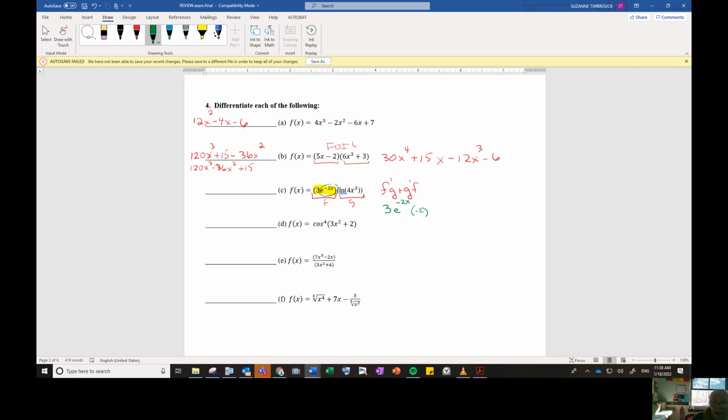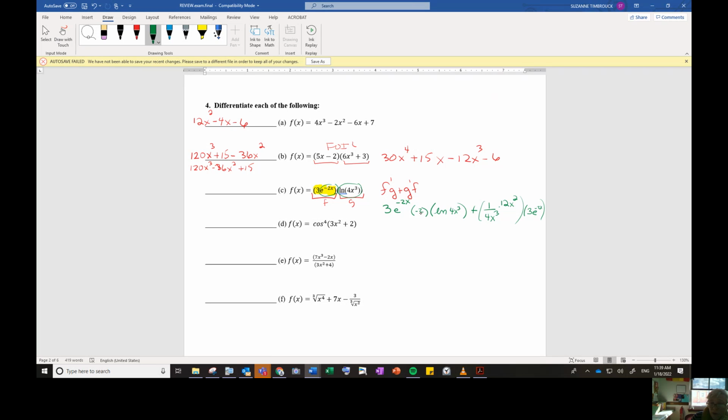All right, so that's f prime. Now I need g, the ln of 4x cubed, and then I'm going to go plus g prime. So the derivative of ln u is 1 over u, so 1 over 4x cubed, times the derivative of the 4x cubed, which is 12x squared. That was g prime, and now I need f, 3e to the negative 2x.